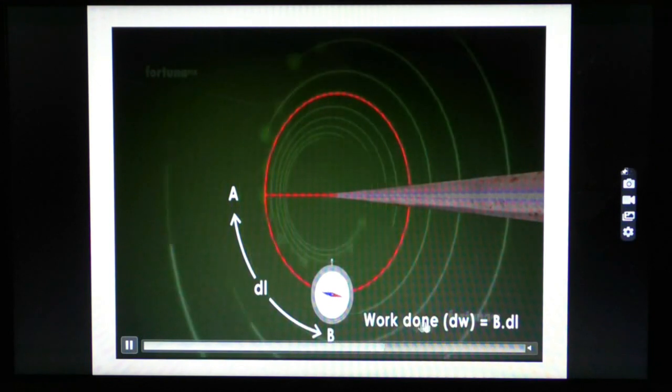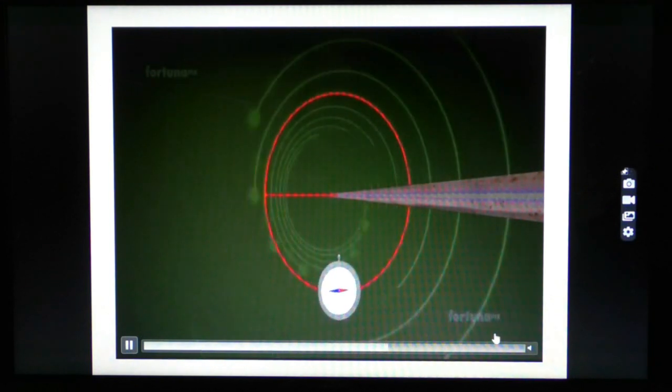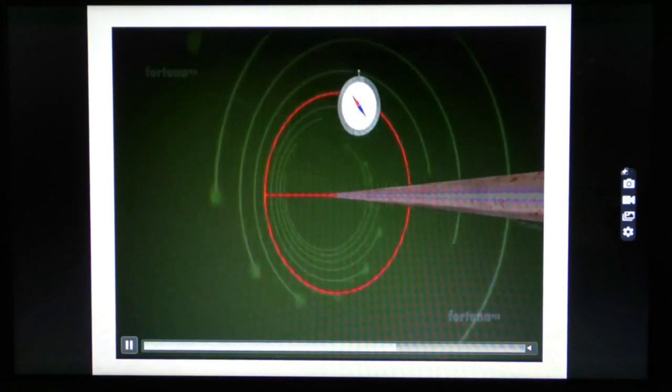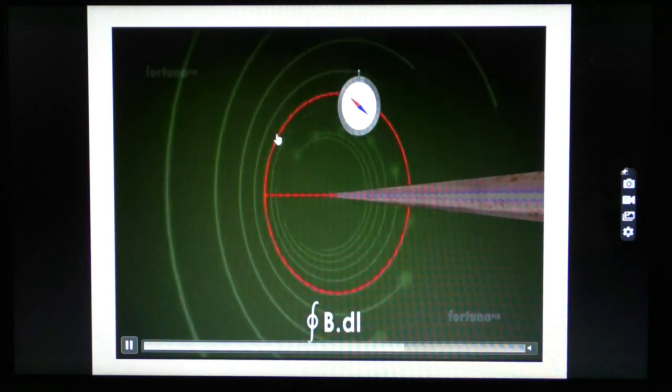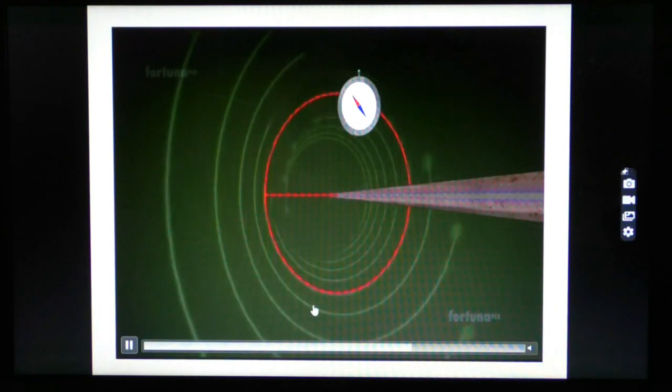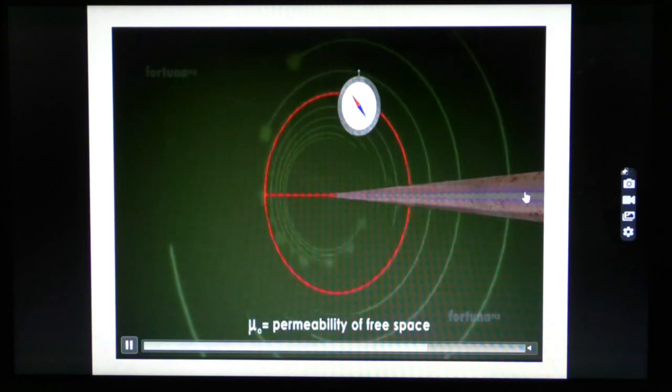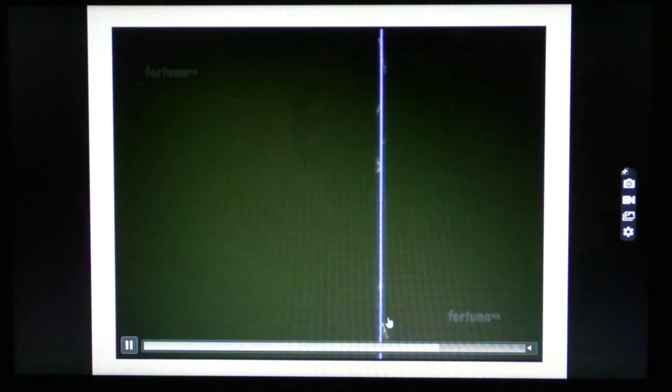So we perform work done dW, which is equal to B dot dl. We just move the magnetic compass to different points on the circular path. So the integral along the closed path of B dot dl is equal to mu naught into I, where I is the current which is passing through the wire, and mu naught is the permeability of free space.